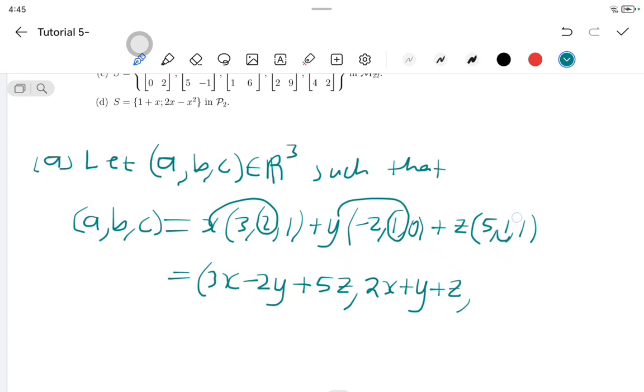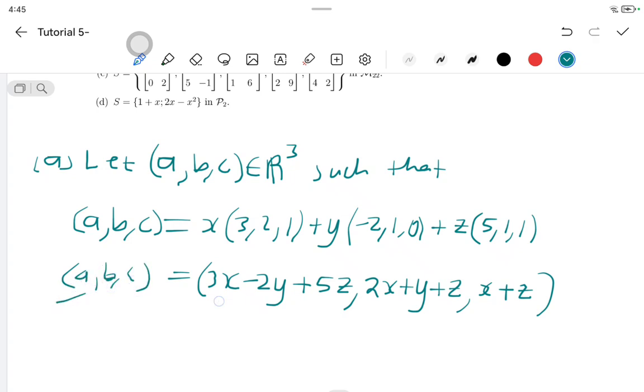Then adding the third entries. Y times 1, z times 1 is this. Y times 1 is this. 2 times x here is this. Then add the last ones, which is x plus z, because here there's no y. 0 times y is 0. So this side I have A, B, C. Now I equate the first ones, equate the second ones, equate the third entries. Now I'm going to do that. We know that in this case A will be equal to 3x minus 2y plus 5z.